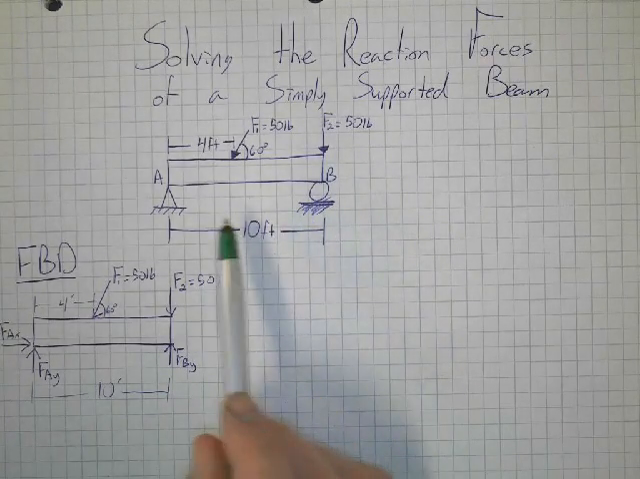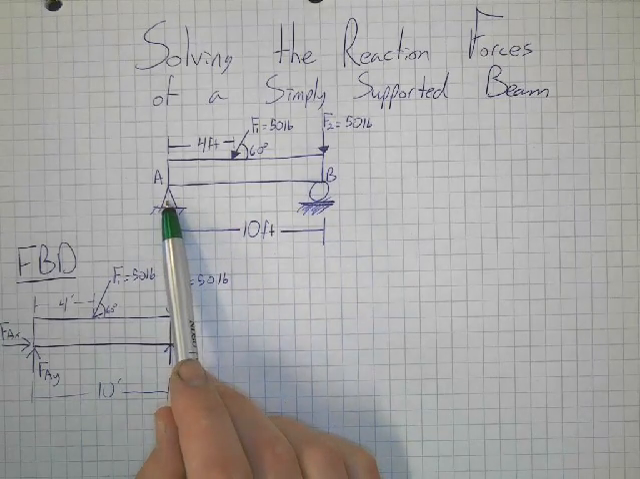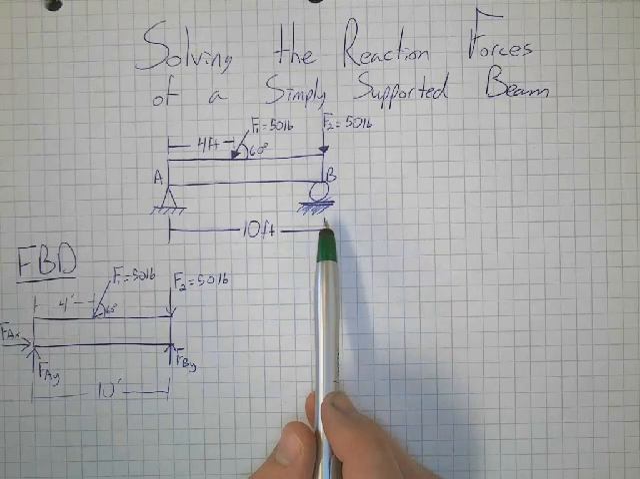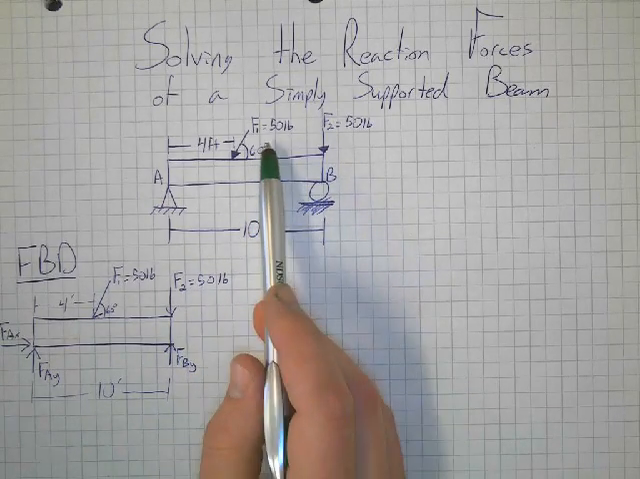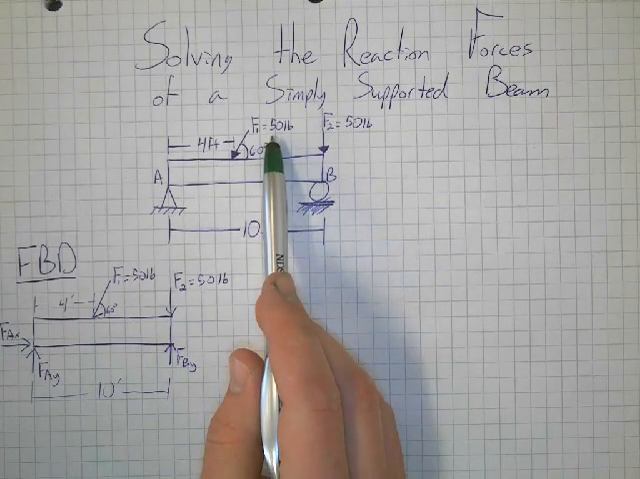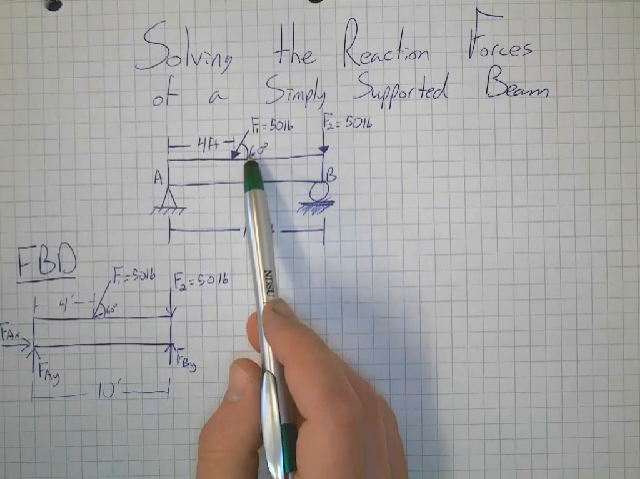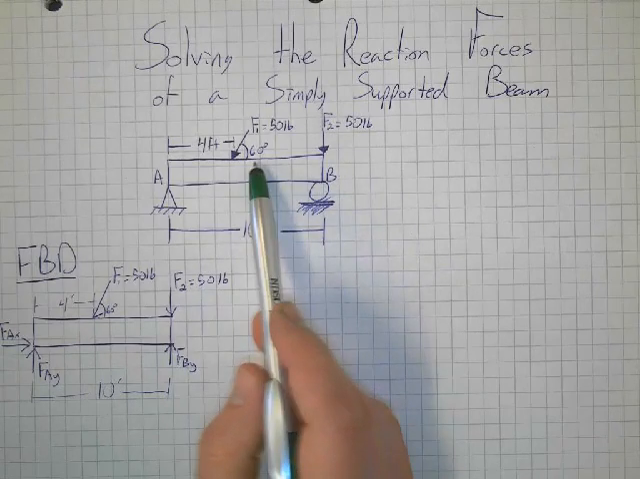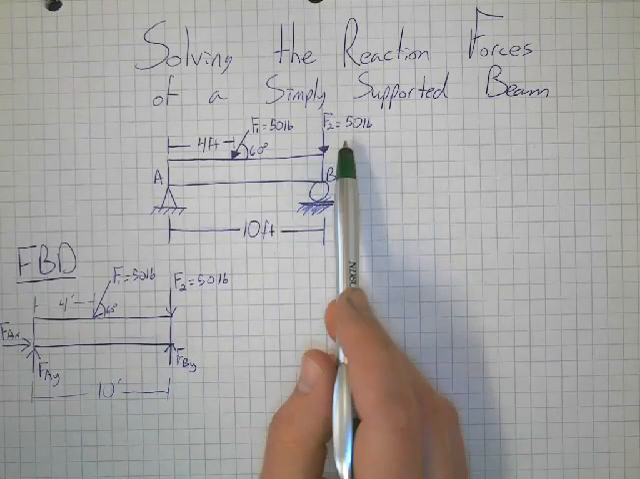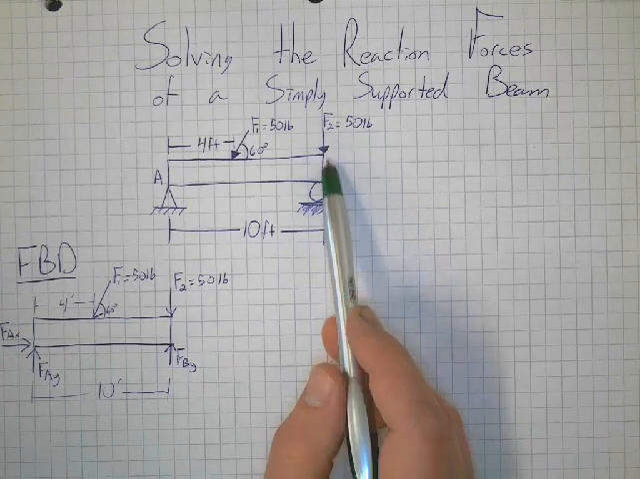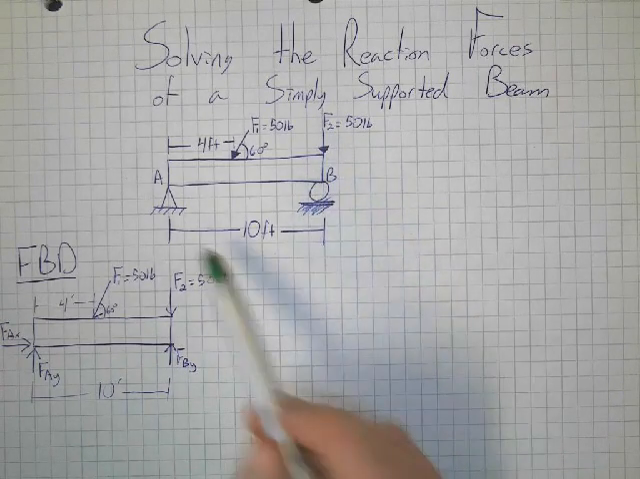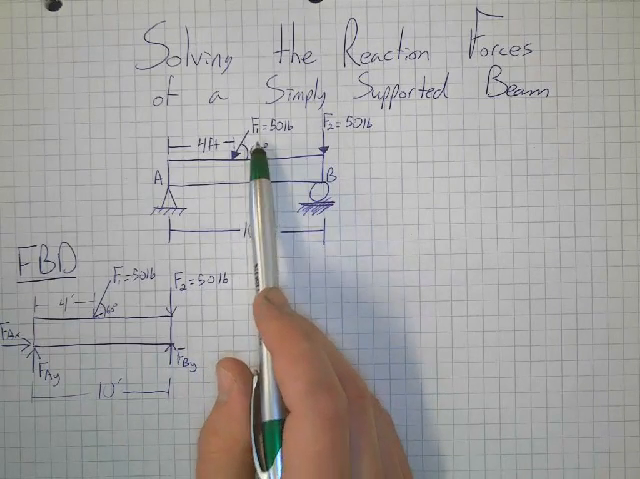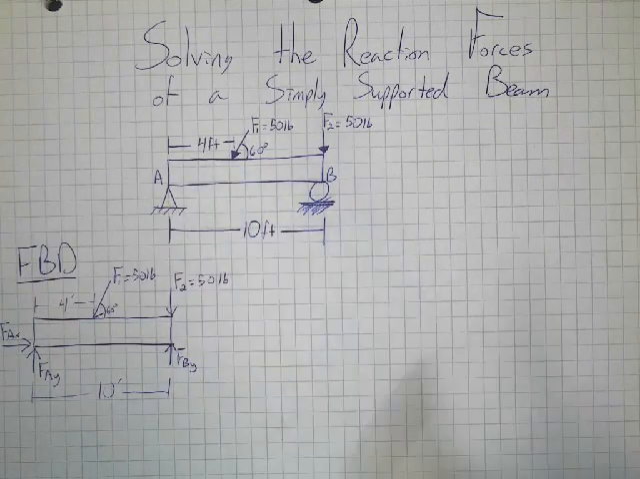I've got a simply supported beam here with pinned support at A, roller support at B. On top of that beam, I've got a force F1 acting 50 pounds down into the left, and that's at 60 degrees from our horizontal beam here. And F2 is acting 50 pounds straight down at point B. Points A and B are 10 feet apart, and force 1 is acting 4 feet from point A.